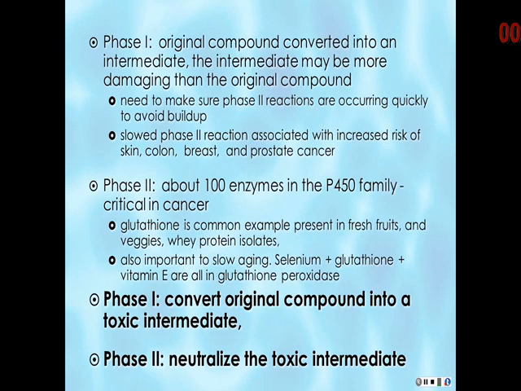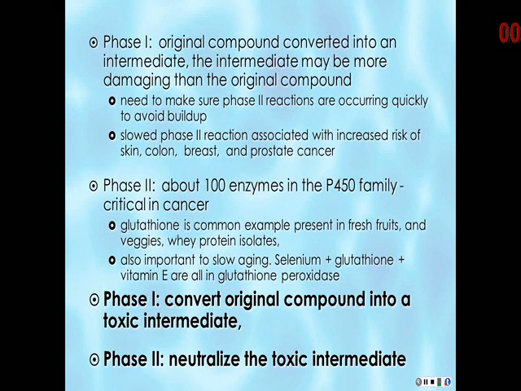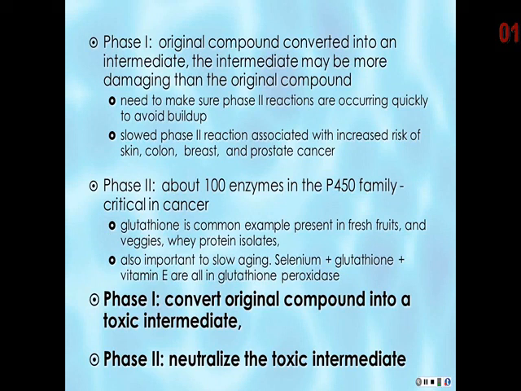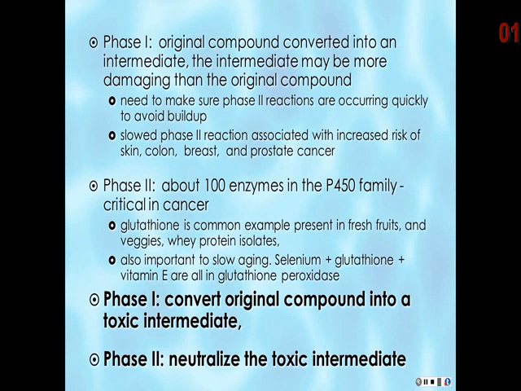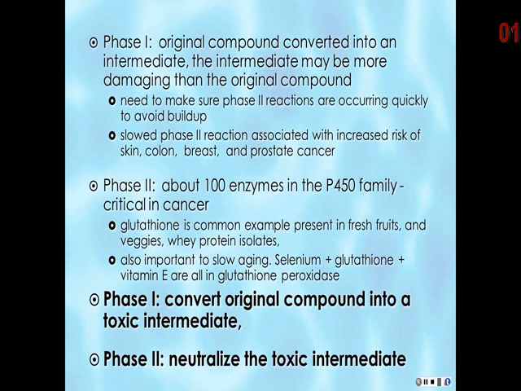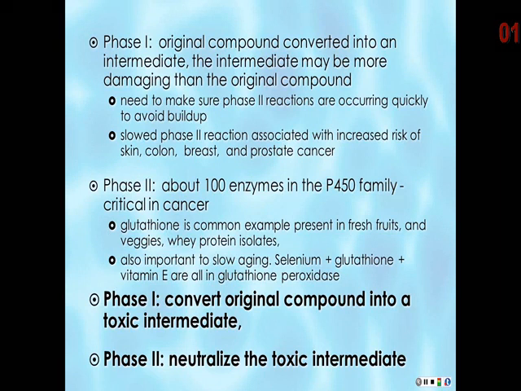There are two phases of chemical reactions that take place to deal with toxins. In the phase 1 reactions, the original compound is converted to a toxic intermediate. This intermediate may actually be more harmful than the original compound, so it is critical that the phase 2 reactions occur quickly enough to handle the intermediates and avoid buildup. Slowed phase 2 reactions are associated with increased risk of skin, colon, breast, and prostate cancer.